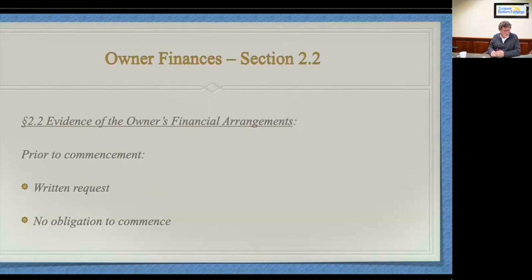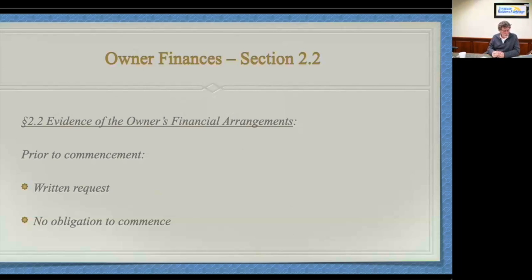But let's look at owner finances. I'm going to take these in the order they're in the AIA documents. Obviously you're interested in the owner finances primarily if you're a GC or a prime to the owner. A subcontractor might be interested as well and might want to ask their upline to get some of this information. The AIA document at paragraph 2.2 permits the contractor to get information with regard to the owner's finances, either prior to commencement or after commencement, okay?